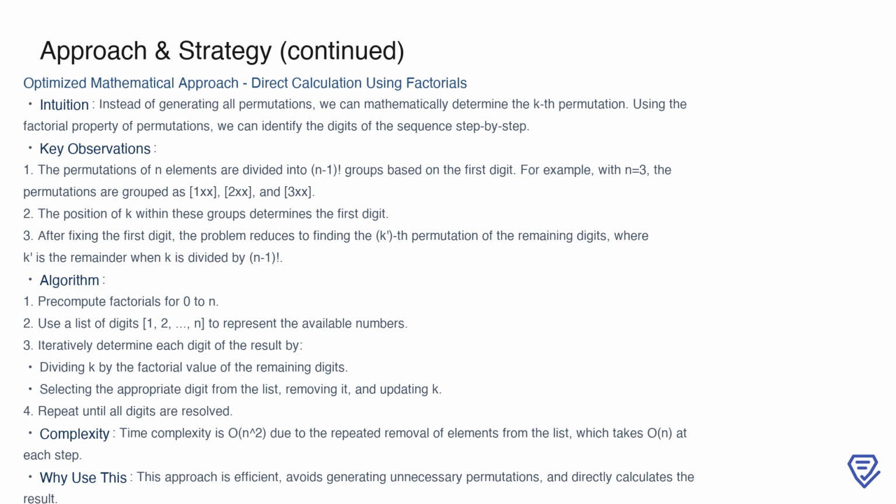The time complexity of this approach is n squared, primarily due to the repeated removal of elements from the list, which takes n at each step. This method is efficient, avoids unnecessary computation, and directly calculates the desired result.